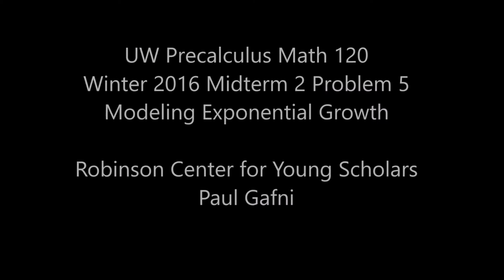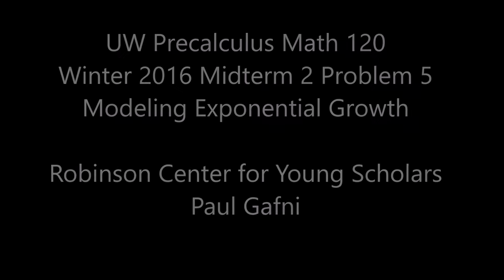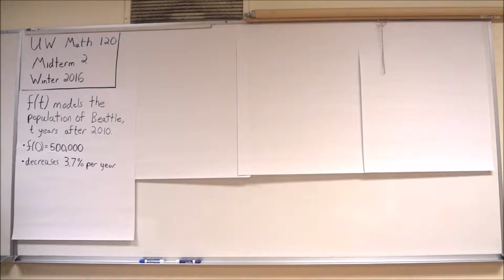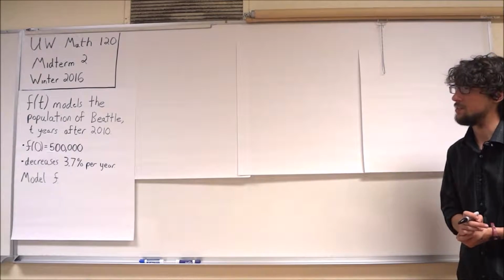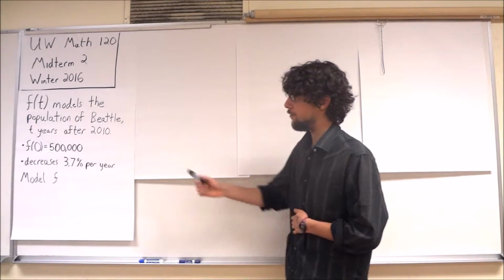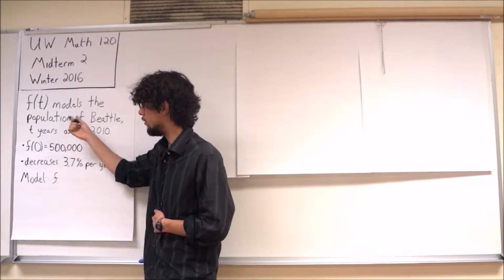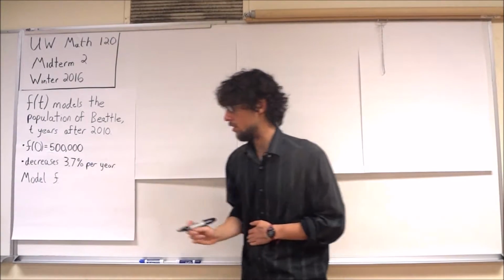So we're looking at the University of Washington's Math 120 pre-calculus course. We're considering the fifth question on midterm 2 from winter 2016. And the first part of this question asks us to consider the human population of Seattle. We have a function f which models the population of Seattle t years after 2010.